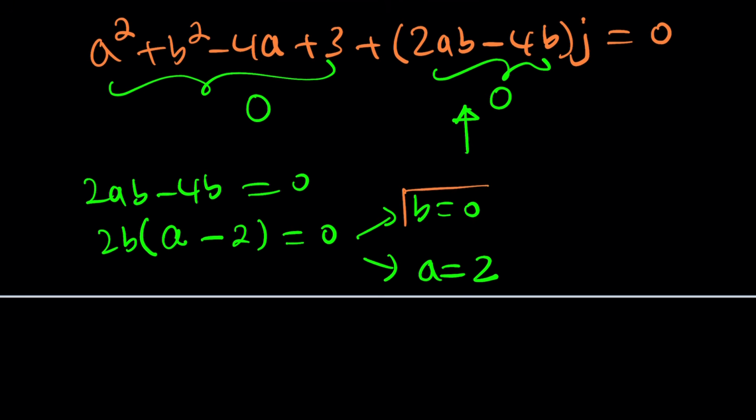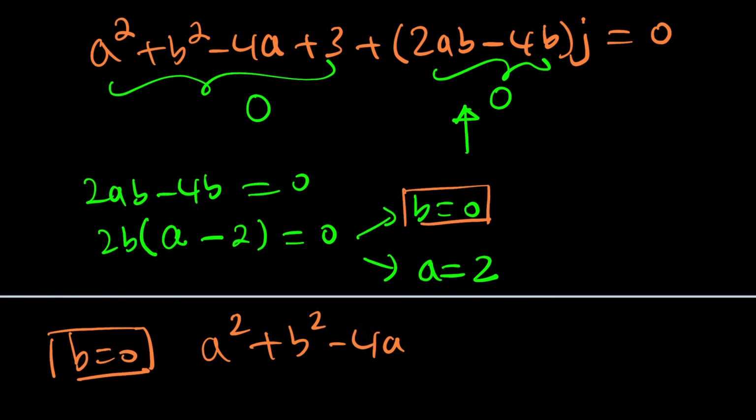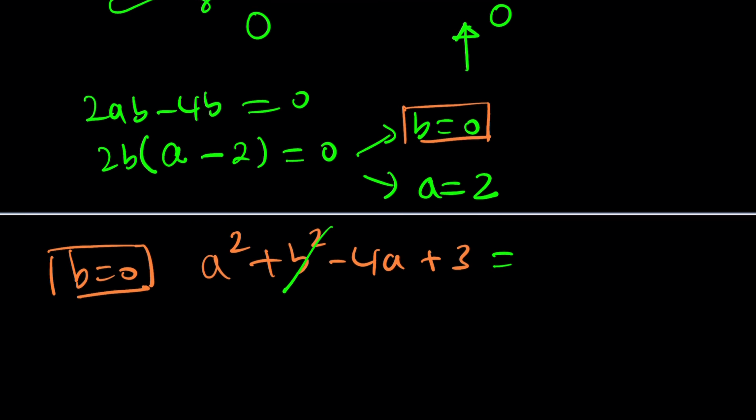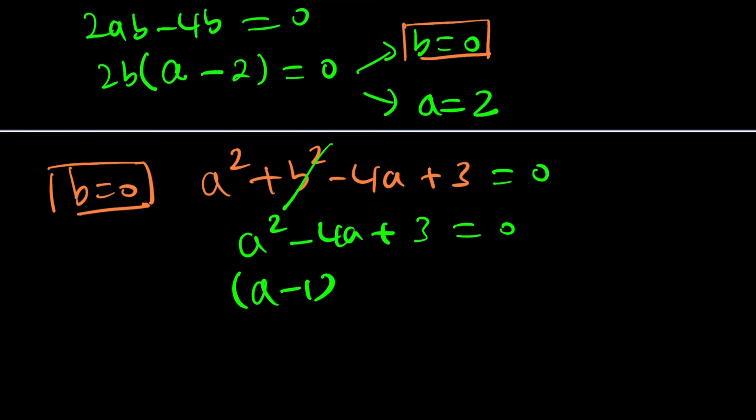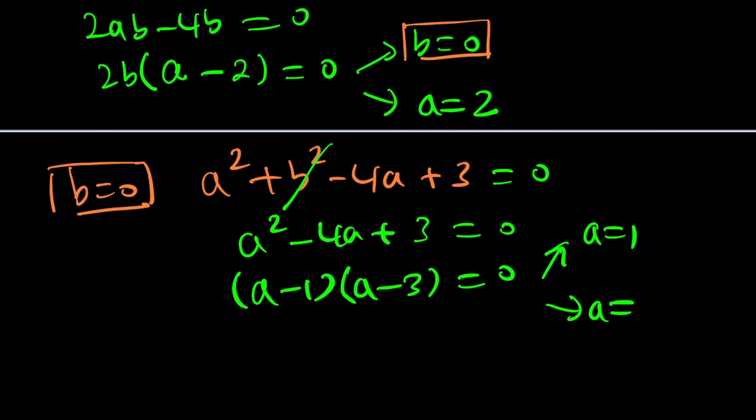Now, let's start with b equals 0. What happens if b is equal to 0? Well, we have to go to the other equation, a squared plus b squared minus 4a plus 3. If b is equal to 0, that's just going to disappear, and we're going to end up with a squared minus 4a plus 3 equals 0. Does that look familiar? Yes, it is actually the same equation we started with, but this time a is a real number, so we're going to get two real solutions, a equals 1 and a equals 3. Now, you got to remember, a equals 1 if b equals 0, a equals 3 if b equals 0.